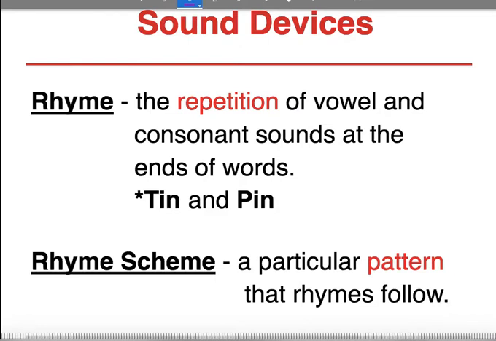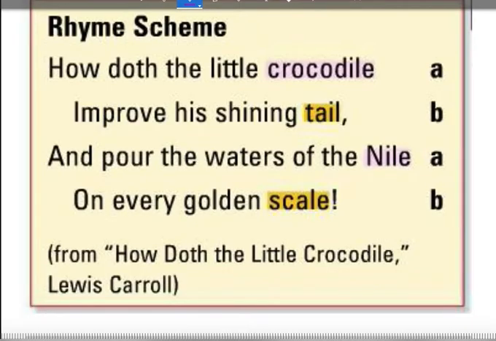Then we have rhyme, which we're all familiar with. It's the repetition of vowel and consonant sounds at the ends of words, like tin and pin. So we have a lot of rhyming. A rhyme scheme is a particular pattern that rhymes follow throughout a poem. So when we're talking about the ending of each line in a poem rhyming, we look throughout the whole poem and we identify what's called a rhyme scheme. So we're going to look at an example of that.